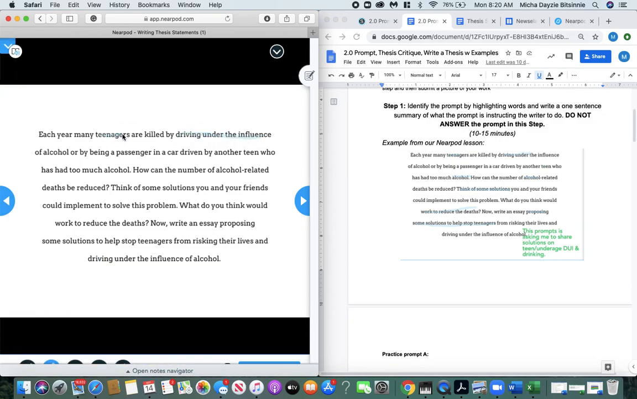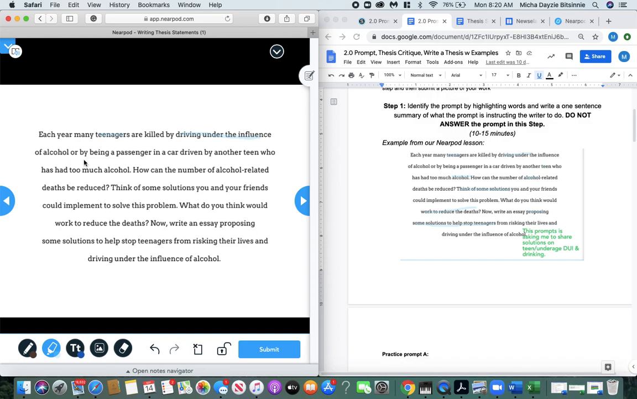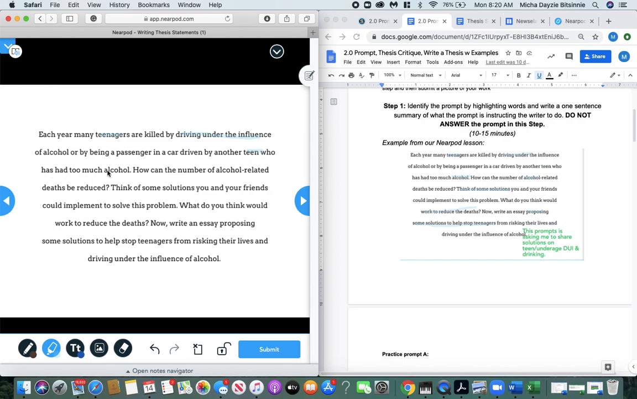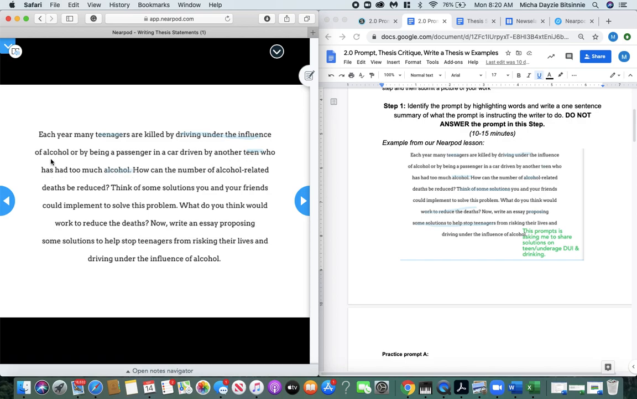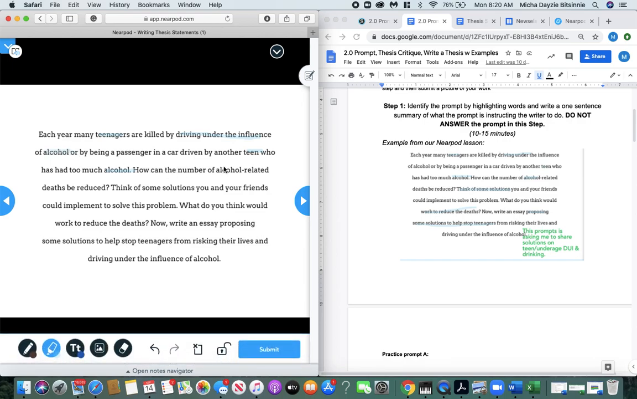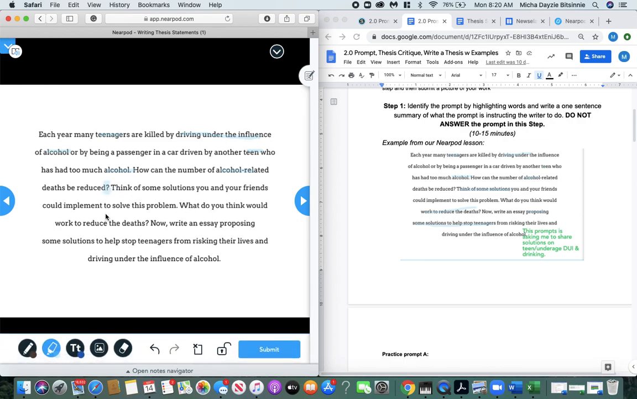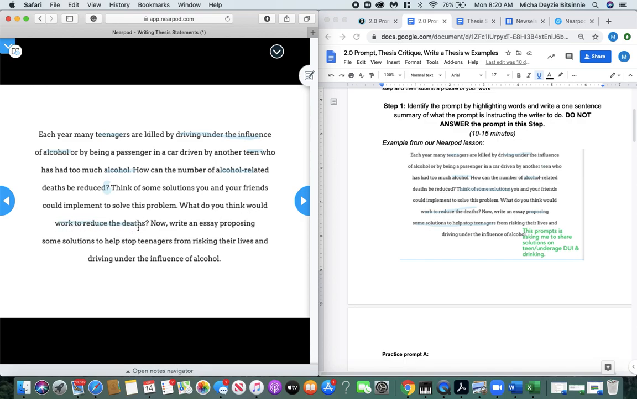I noticed teenagers driving under the influence of alcohol or being a passenger in a car driven by another teen. I can see they're talking about teens a lot based on here. Who has had too much alcohol? Also alcohol. There's a lot of alcohol words here. How can the number of alcohol-related deaths be reduced? And this is a question. Think of some solutions you and your friends could implement to solve this problem. What do you think would work to reduce the deaths? And then it says solutions.